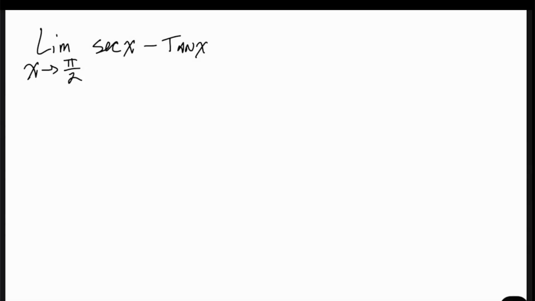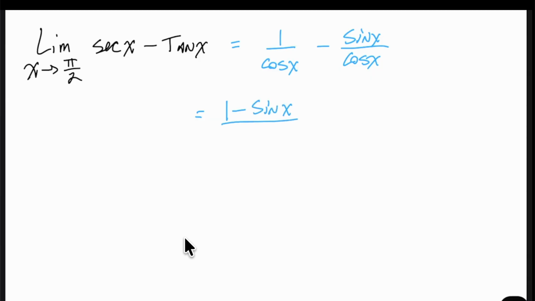We have the limit as x approaches pi over 2 of secant x minus tangent of x. So we're going to rewrite secant as 1 over the cosine of x and tangent as sine x over cosine x. That's going to yield 1 minus sine of x over cosine x. If we try to put in pi over 2, we see that we're going to have 0 over 0. We're going to apply L'Hopital's rule and take the derivative of both. On the top, we're going to have negative cosine x, and on the bottom, we're going to have negative sine of x.